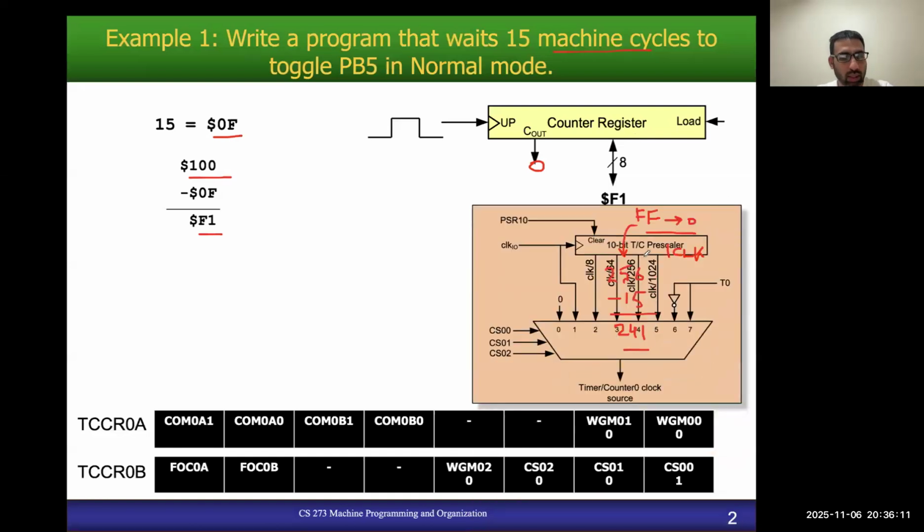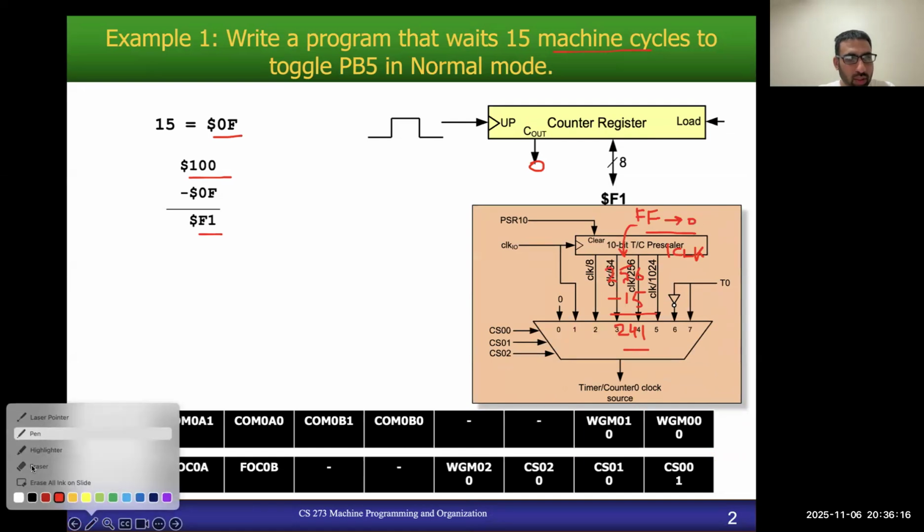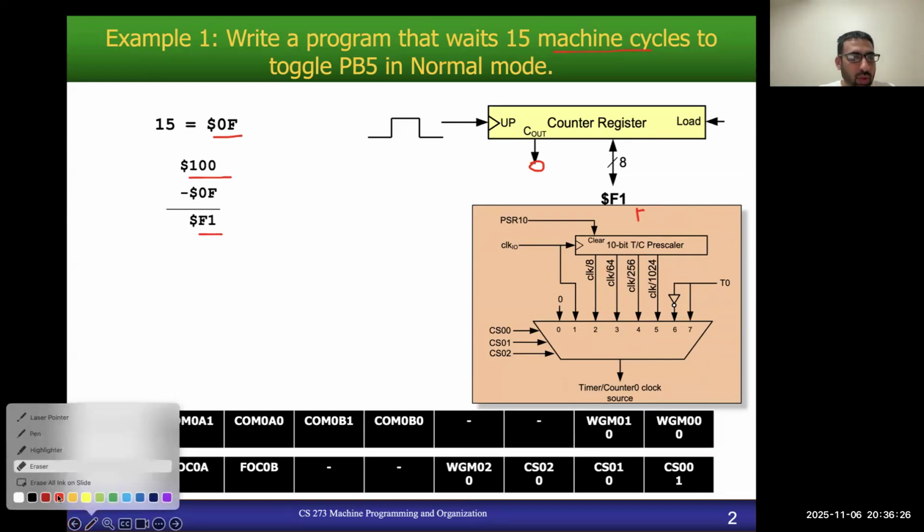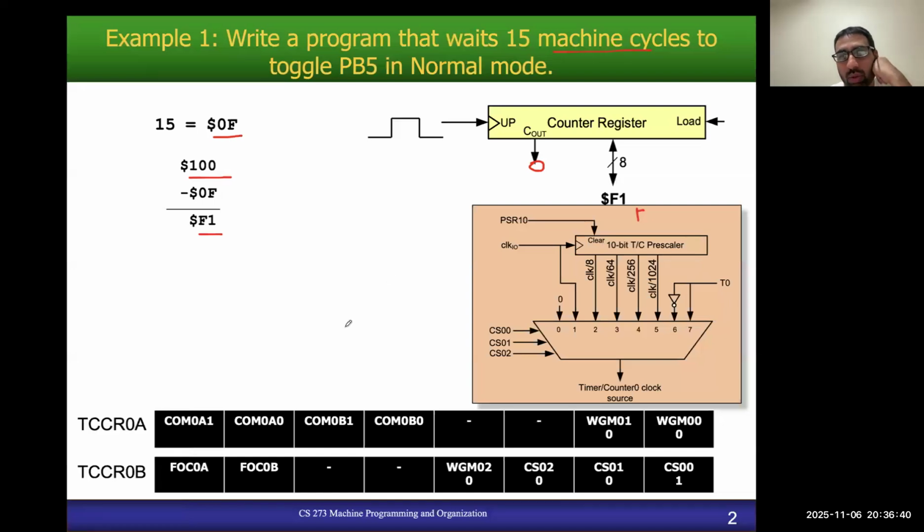Let me simply erase these annotations. The other thing is, we need to use two things. One, we need to know the value with which we would initialize the register. And the second thing is that we want to use our timer in the normal mode.